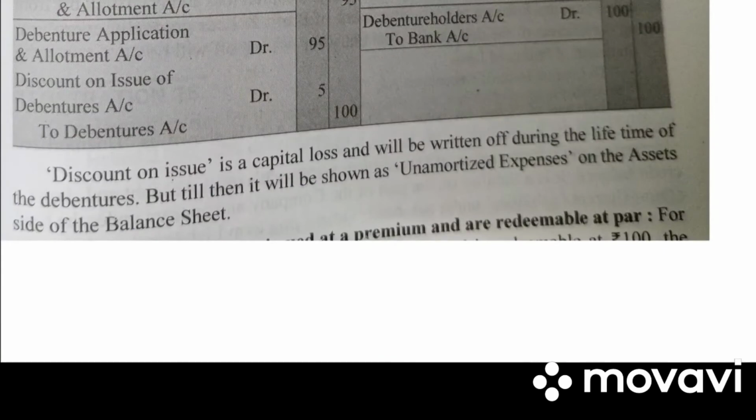You can write down the note below that: discount on issue is a capital loss and will be written off during the lifetime of the debentures. Full stop. But till then it will be shown as unamortized expenses on the asset side of balance sheet.